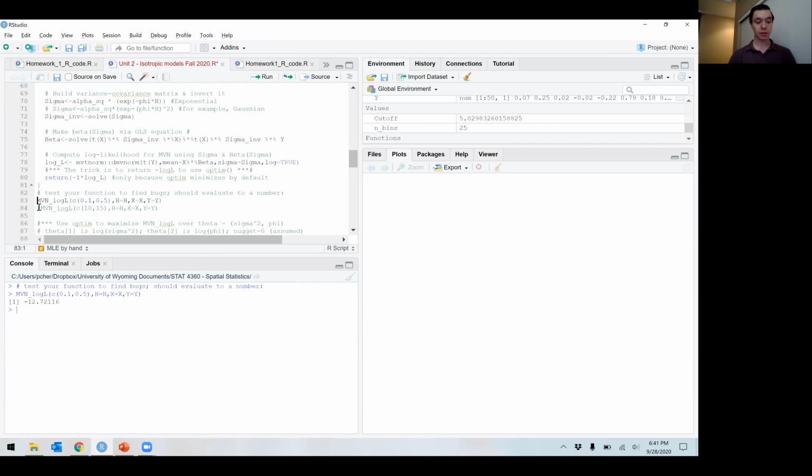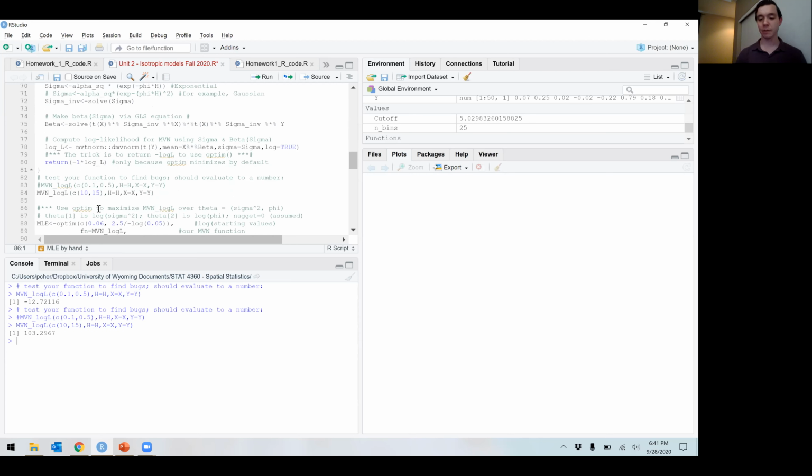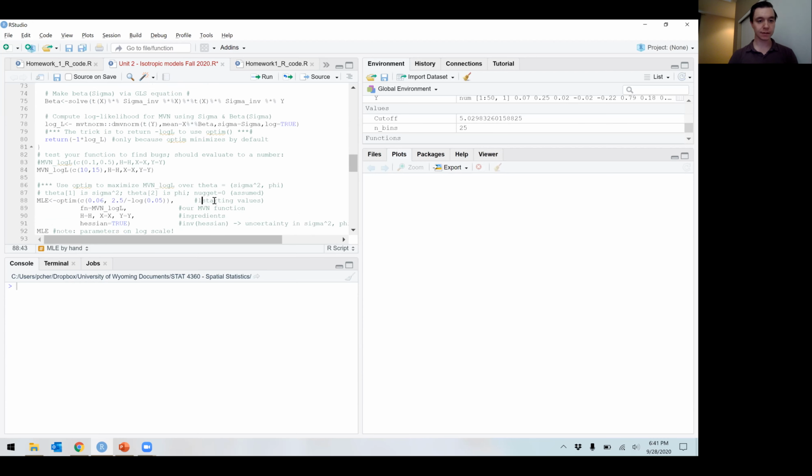It's helpful to make sure this works for a pretty large range. So here I just multiplied this by 100, this by about 300, and it still produces a number. All right, we're ready to let this baby go. I have a small typo here because theta 1 is sigma squared, and theta 2 is phi. And we are assuming again the nugget is 0. So we need to give it starting values. Sorry about the little typos, guys, but it keeps you on your toes and keeps me on my toes.